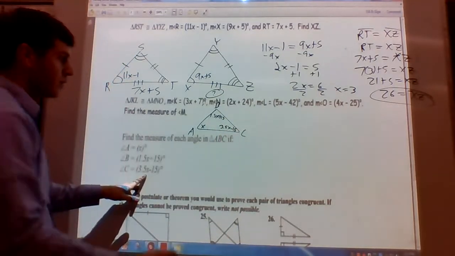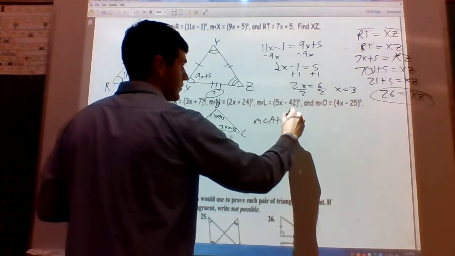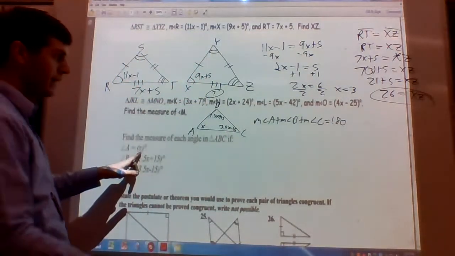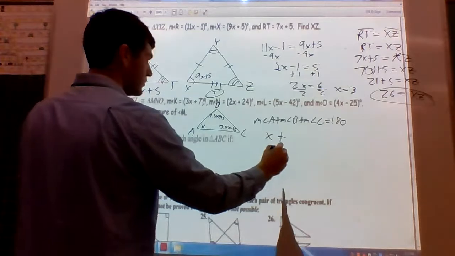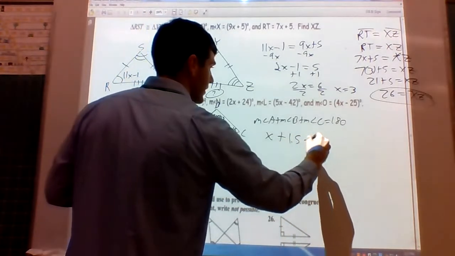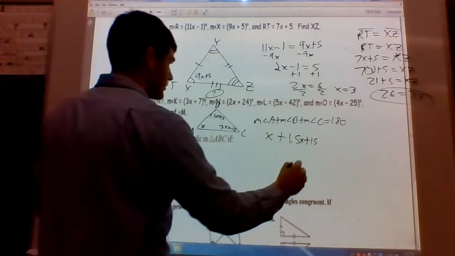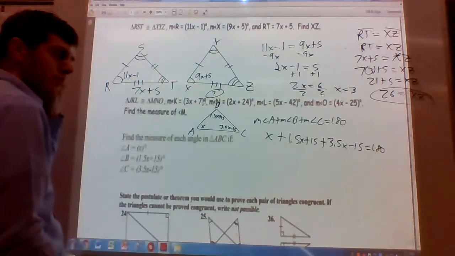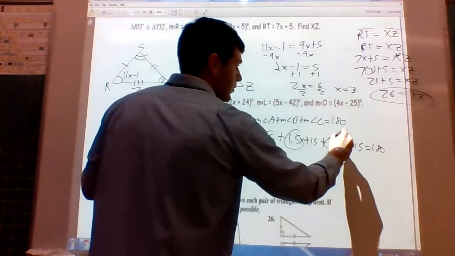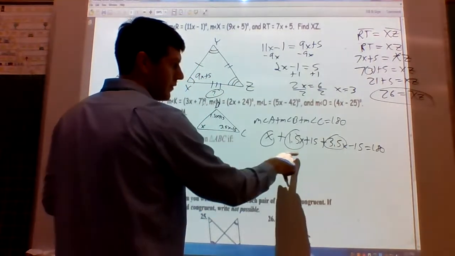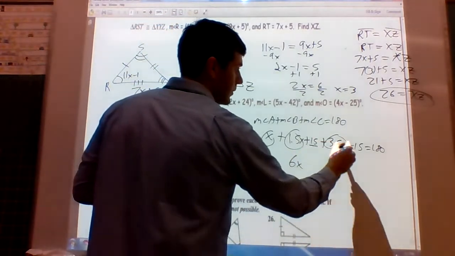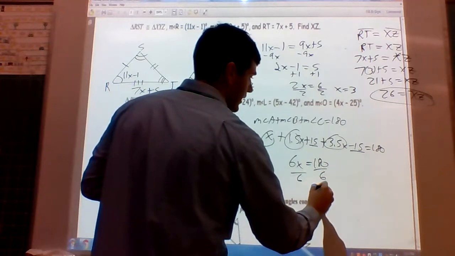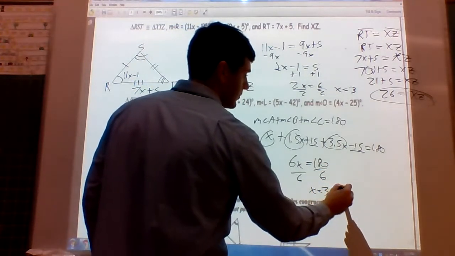Okay. So we know the measure of angle A plus the measure of angle B plus the measure of angle C is going to equal 180. So we know x plus 1.5x plus 15 plus 3.5x minus 15 equals 180. Okay, combine like terms. 3.5 and 1.5 is 5. 5x plus 1x is 6x. 15 minus 15 is 0. Divide by 6. X is going to be 30.